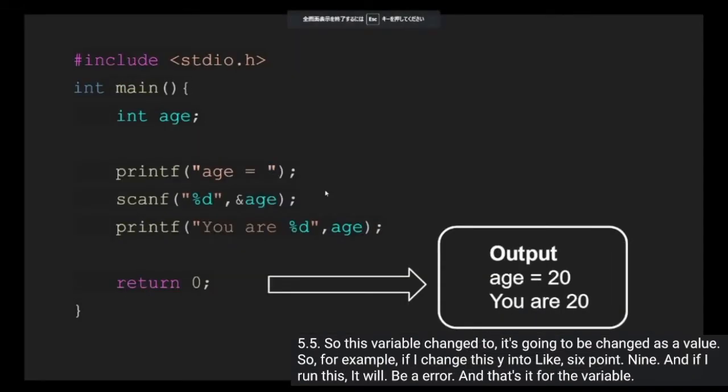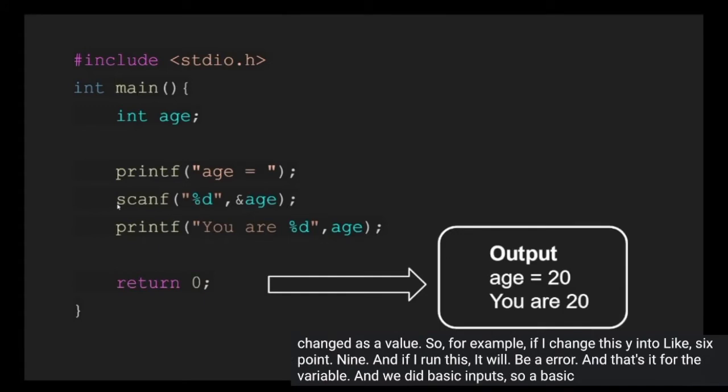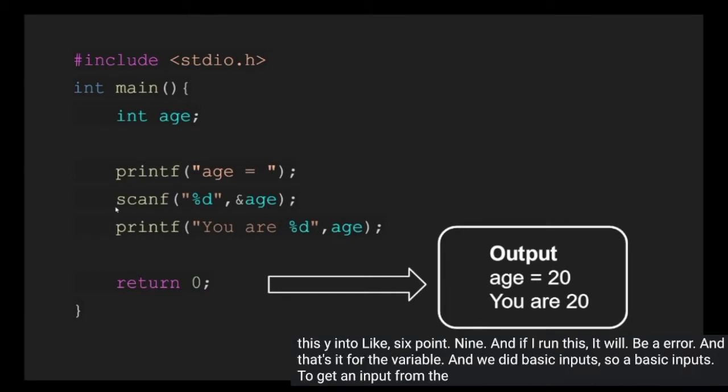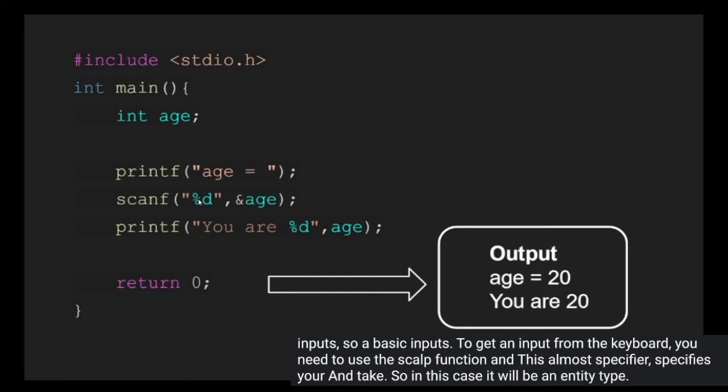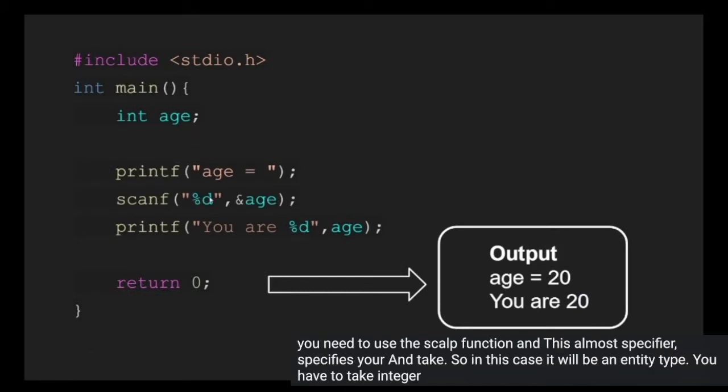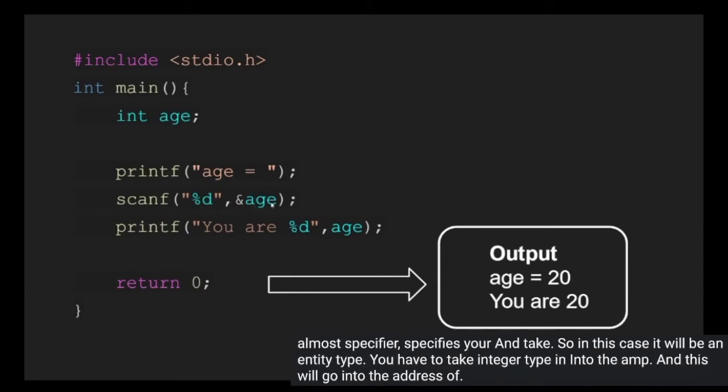And we did basic inputs. So basic inputs, to get an input from the keyboard, you need to use the scan function, and this format specifier specifies your input type. So in this case, it will be an integer type. You have to type an integer in, and this goes into the address of the age variable.